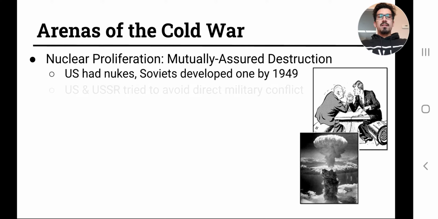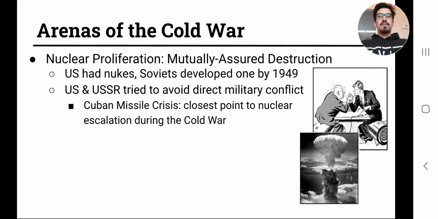Some of the different arenas of the Cold War. We have the nuclear proliferation, or as we like to call it, the arms race. And a good thought to remember here is this idea of mutually assured destruction. Both the U.S. and the Soviets will conduct this arms race where they're developing nukes. The Soviets developed theirs by 1949.